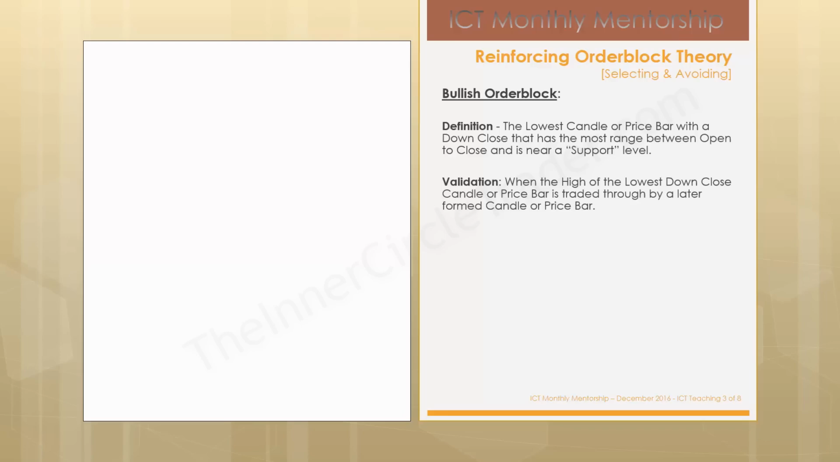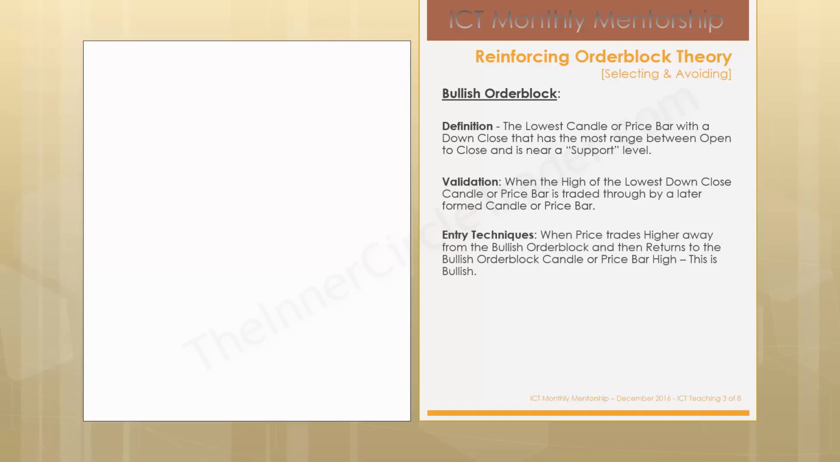Validation of a bullish order block is when the high of the lowest down candle or price bar is traded through by a later formed candle or price bar. Entry techniques using a bullish order block. When price trades higher away from the bullish order block and then returns to the bullish order block candle or price bar high, this is bullish and can be used for a bullish entry.